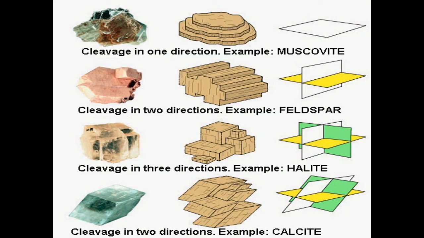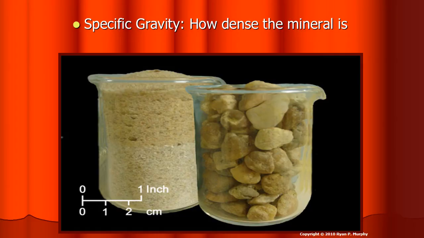Here's some examples of some different types of cleavage. You can have a lot of different shapes that they will break into. Sometimes they will break off into thin, flat sheets like this muscovite here. Sometimes they will break off into different kind of rectangular shapes or stuff like that. So lots of different shapes that you can get that will help you to identify what type of mineral it is. Specific gravity. This is really how dense the mineral is.